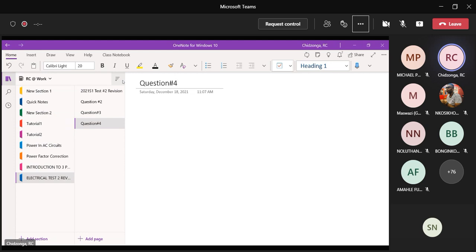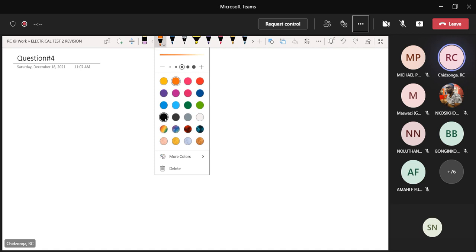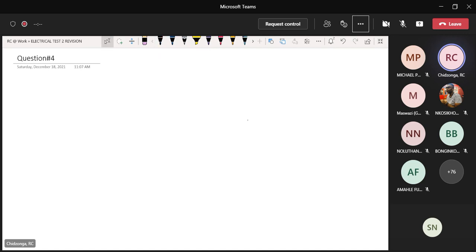Number 4. In question number 4, you are given a motor which is operating at a certain voltage. So let's draw the scenario. Always in these questions, in any technical subject, it is always a good thing to do that. You must draw the picture, the problem, express it in a technical drawing.